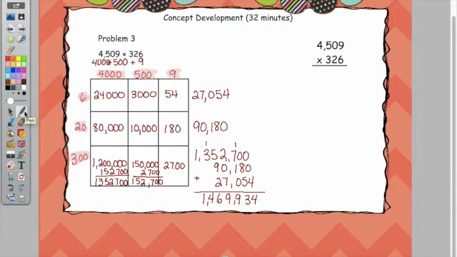So when you do the standard algorithm, 0 on the top changes things just a little bit. So I want to talk you through it.